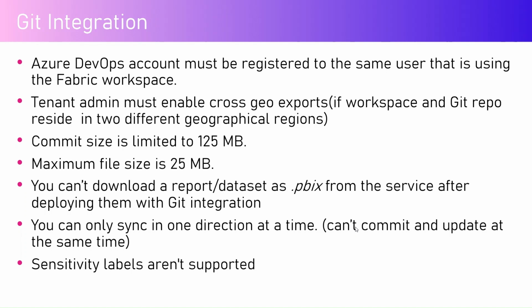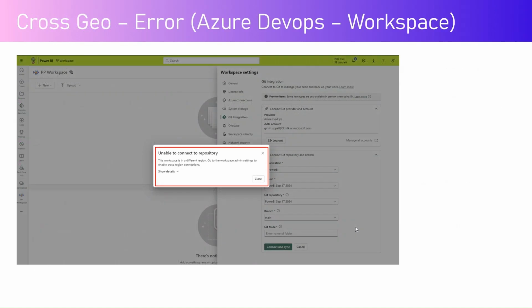The commit size is limited to 125 MB, and the maximum file size is 25 MB. You can't download a report or dataset as PBI from the service after deploying them with Git integration. You can only sync in one direction at a time, so you can't commit and update at the same time, and sensitivity labels aren't supported. This is what the error message will look like.